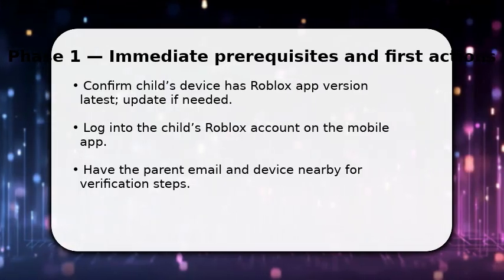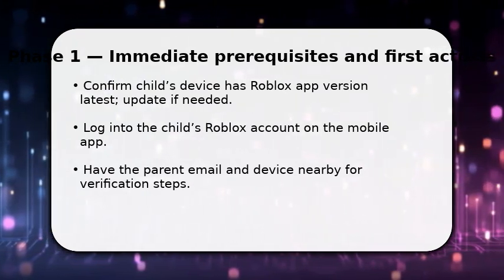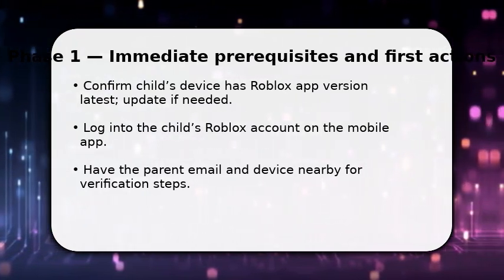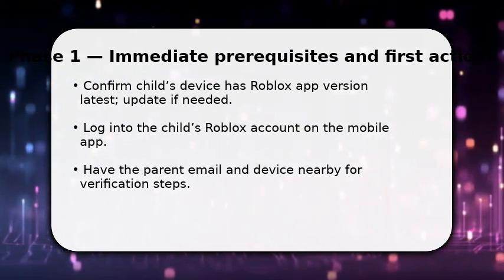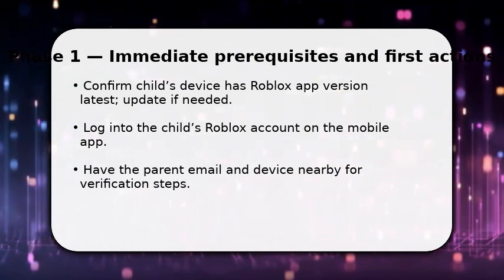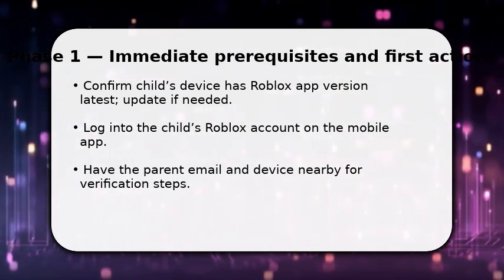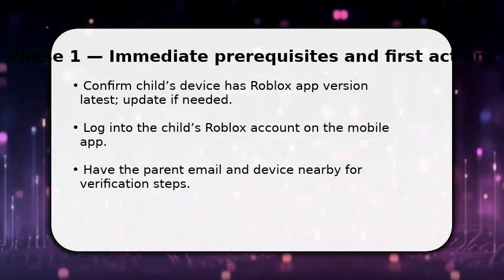You start by preparing essentials. Update Roblox, log into the child account, and keep the parent email ready. Once done, tap the profile icon at top right. Navigate to Settings, then Privacy. This is where controls live. Make sure you're on the child account, as changes there control what they see. You'll use the parent email later for account recovery and permissions, so don't skip that.